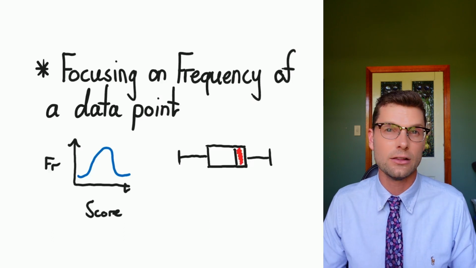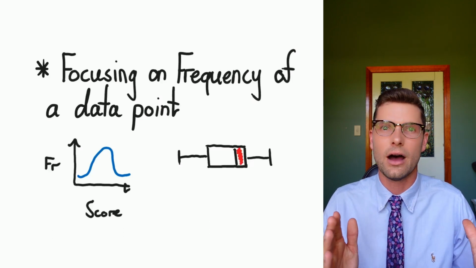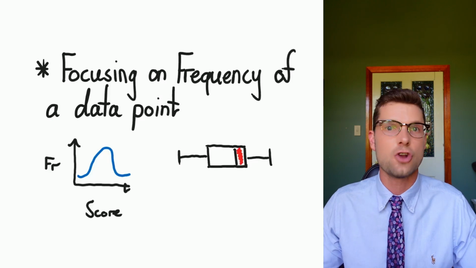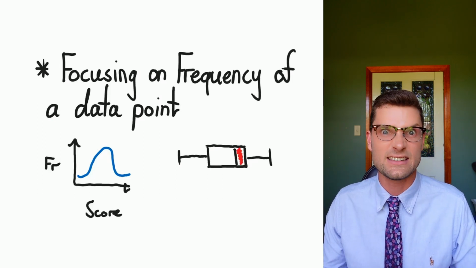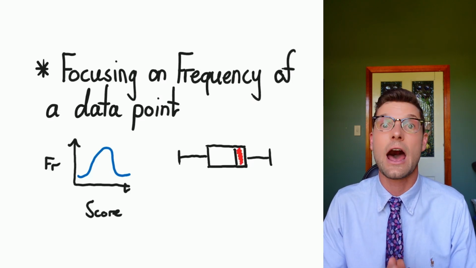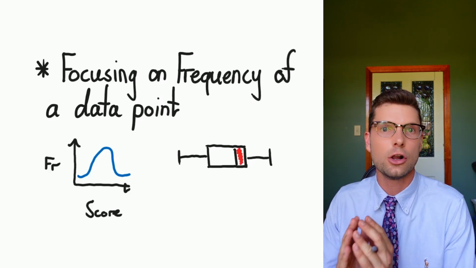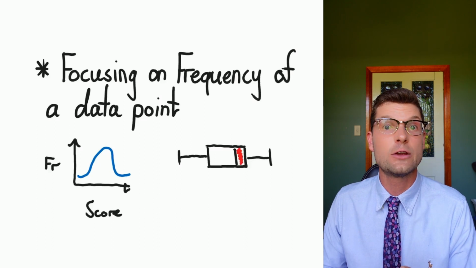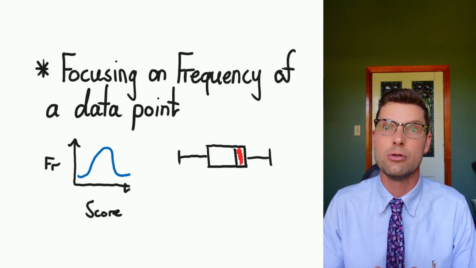Sometimes my students do get a little bit confused here because they think, oh, a larger box means more people. That's not what we're saying at all. In fact, it's actually the opposite. A larger box means that the 25% of scores are more spread out. So the closer they are together, the more frequency there are of those numbers that are really packed in.